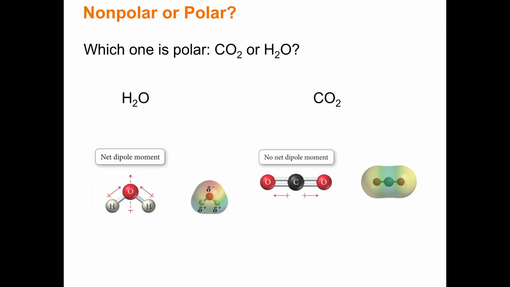Okay, then CO2, we draw its Lewis structure and write in our dipoles. We can see that they're pointed exactly away from each other. So this would be a nonpolar molecule. It has no net dipole. That's what this is called, by the way. This is the net dipole. I haven't really said that.